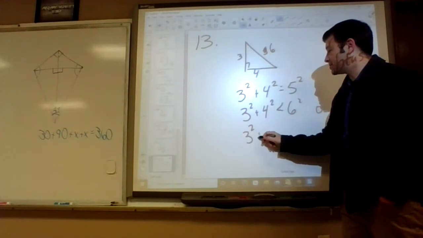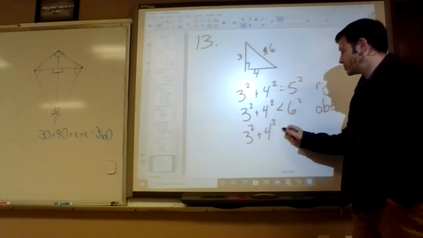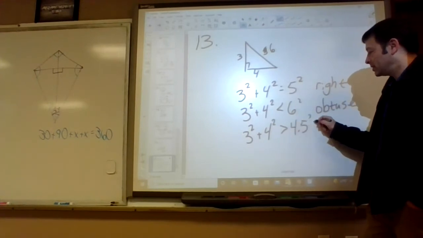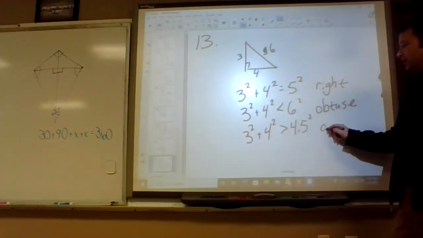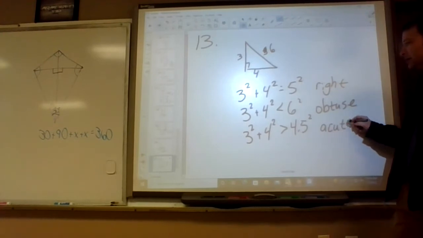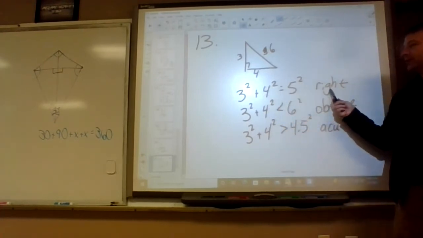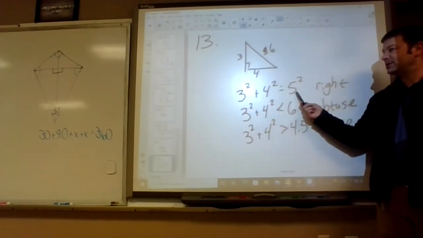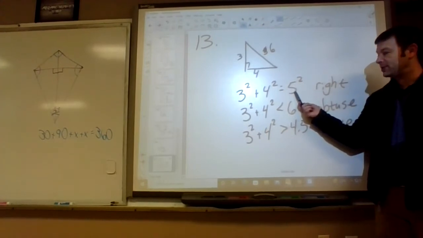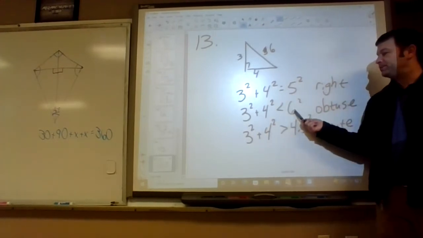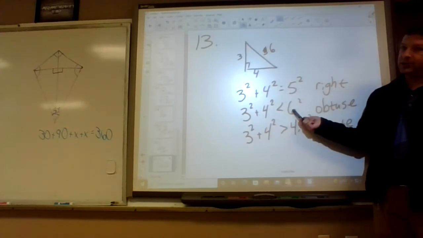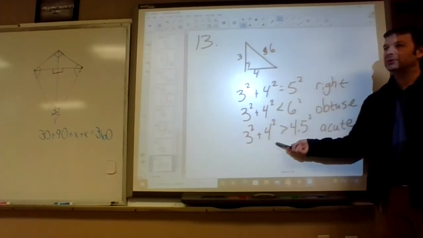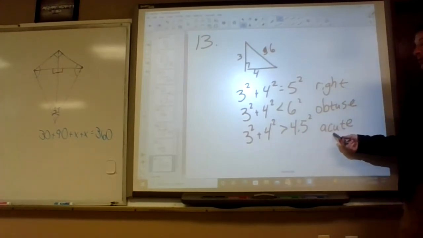But if the c squared was smaller, like less than 5, so maybe 4.5 or something, then it'd have to be an acute triangle. So if Pythagorean theorem works, it has to be a right triangle. If the two small sides squared add up to the big side squared, that only happens in right triangles. But if the c squared is bigger than the other two, it's an obtuse triangle. If c squared is smaller than the other two, that means it has to be an acute triangle.